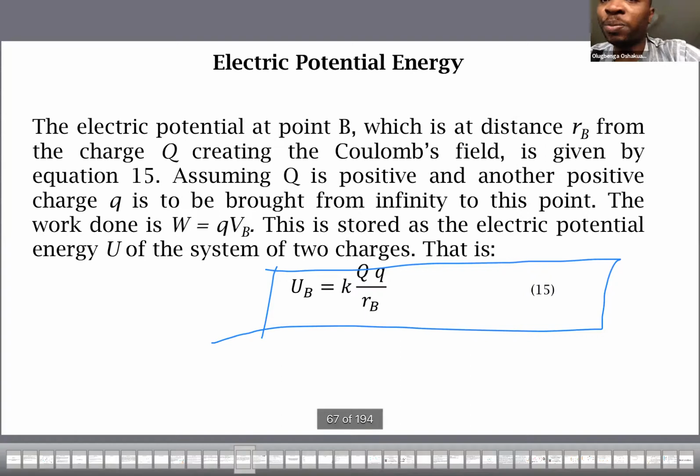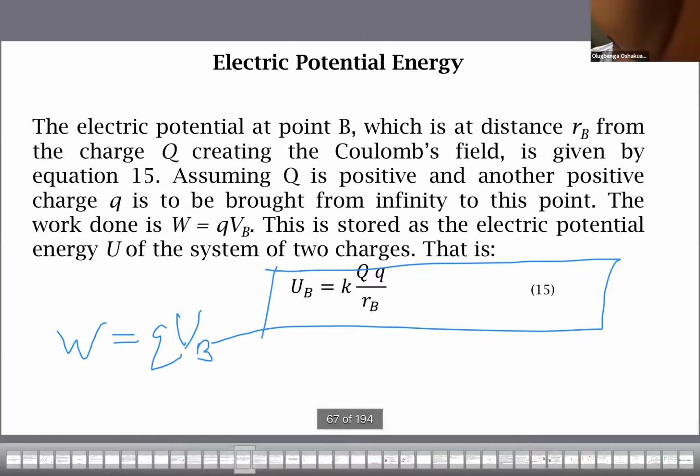So assuming Q is positive and another positive Q is brought from infinity to this point, then the work done is Q VB. This is stored as the electric potential energy U of the system of two charges, and that gives us equation 15.